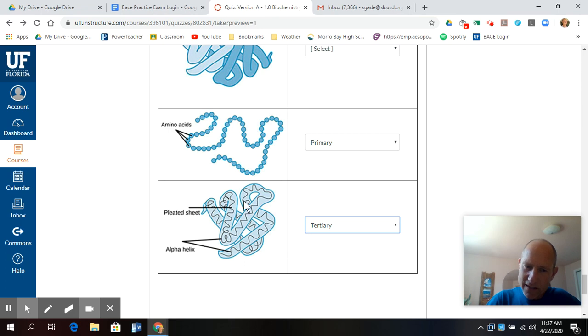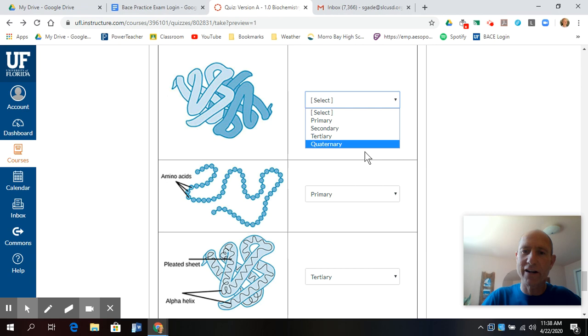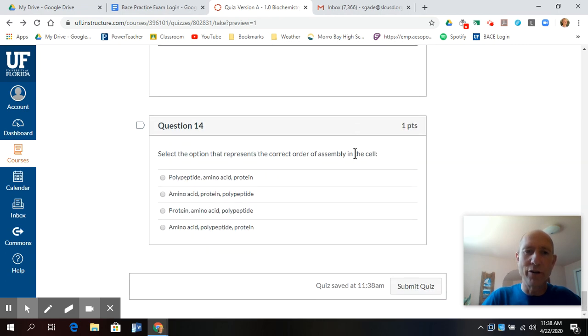And if you look at this structure of this globby thing right here, look at that. It's the same as this right here, but this is connected to another globby thing. So this is a polyprotein. This is a protein made of two proteins, kind of, or two subunits at least. Like hemoglobin is a polyprotein made of 4 protein subunits. So anyway, this is what's called quaternary structure right here. Booyah. Question 14. Select the option that represents the correct order of assembly in the cell.